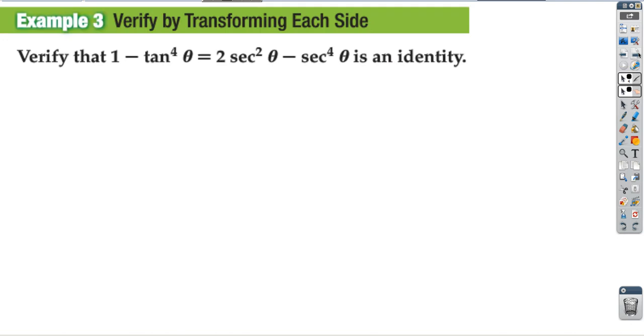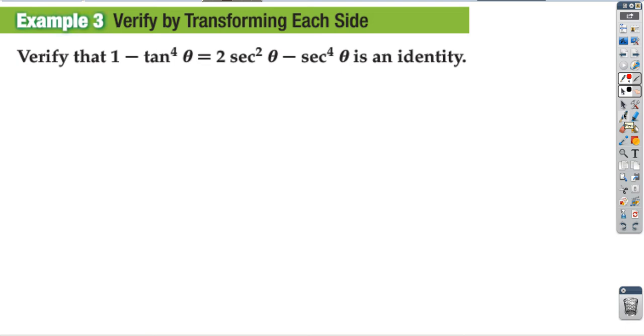Alright, we'll do a couple more. Like I said, the secret really to trig identities is just doing a lot of them. Eventually you'll come to a point where you've done so many that they can't really fool you anymore. You've kind of seen every type of identity. So verify by transform. Our first strategy is always start with a more complicated side.